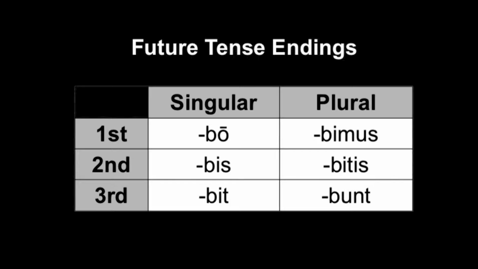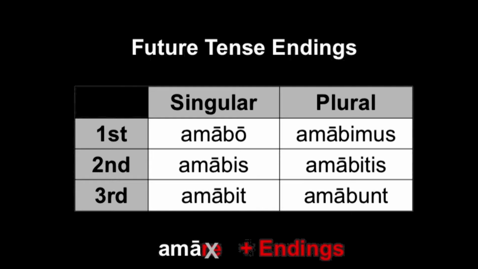The process for forming the future tense is the same as we saw for the present tense and the imperfect tense. We take the infinitive form of our verb, amare, we chop off the re of the infinitive, and then we add our future tense endings. So we end up with amabo, amabis, amabit, amabimus, amabitis, amabunt. Amabo means I will love, amabis means you will love, amabit means he, she, or it will love, amabimus means we will love, amabitis means y'all will love, and amabunt means they will love.